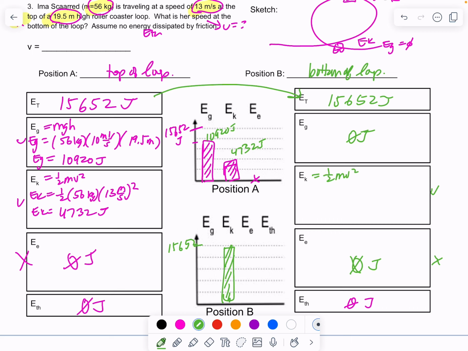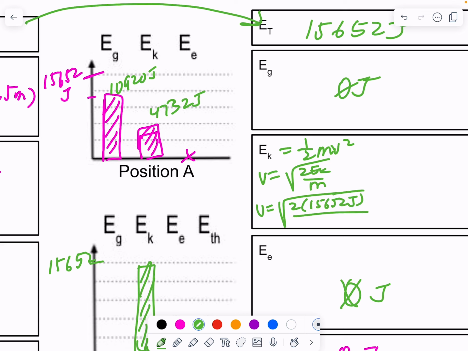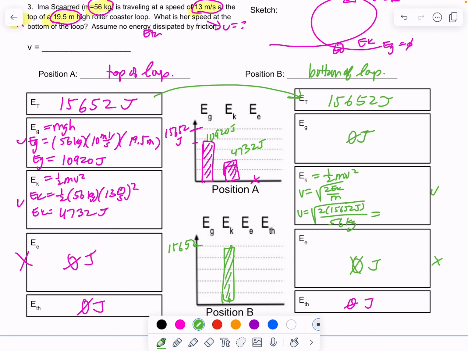So I do 1/2 mv squared and solve for V. You can practice doing that more if you need more help with it. 15,652 joules, times 2, divided by the mass, which is 56 kilograms, is 559, and I'm going to take the square root of that, and it will be 23.6 meters per second. I'm going to write the answer up here for ease of use. That wasn't so bad.